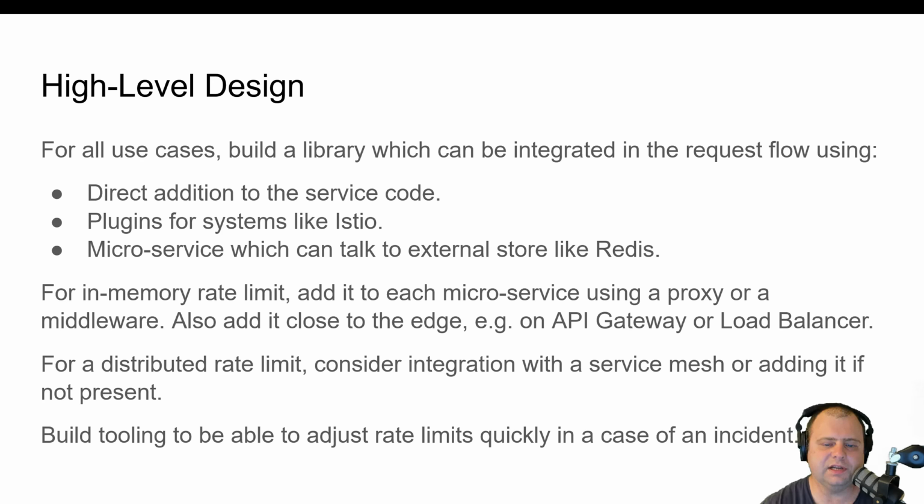And for in-memory rate limiting, you can add it to each microservice using some proxy or middleware, for example, depending on the programming language you use. You can also add one close to the edge of the network, for example, an API gateway or load balancer, to make sure they are protected. Note that if you're using a cloud provider, they'll likely have some built-in rate limiting.